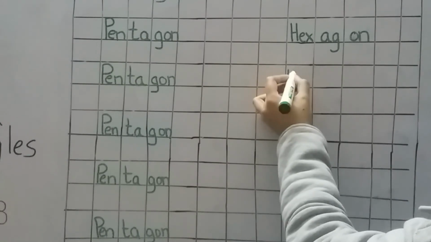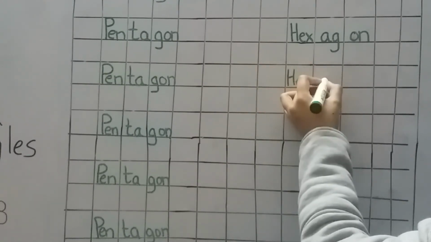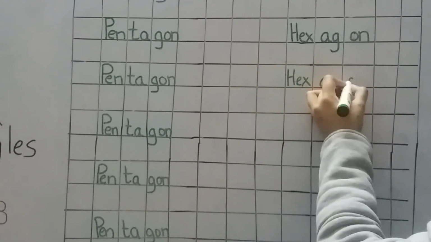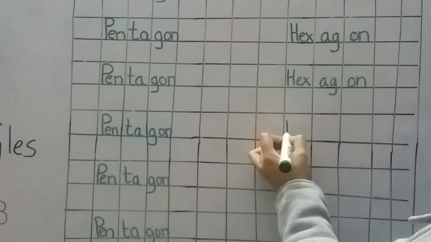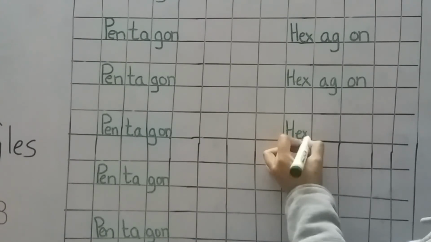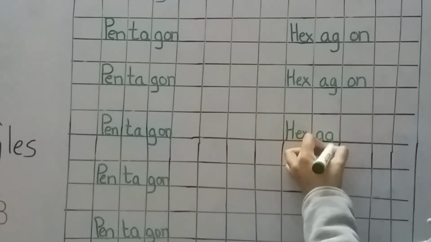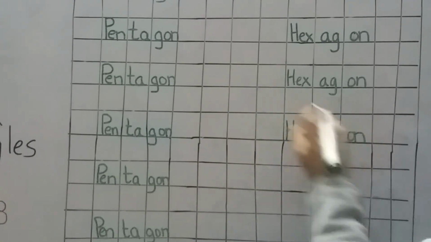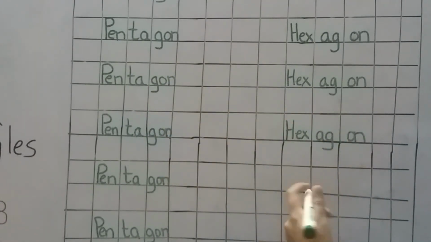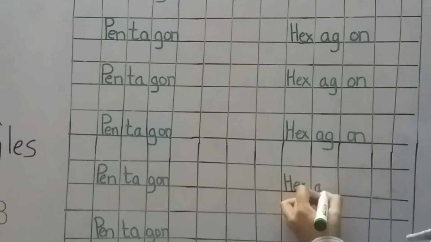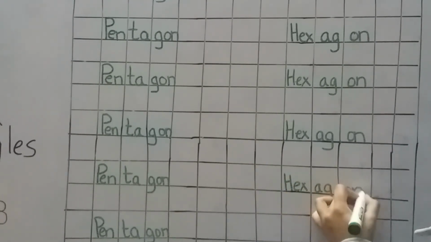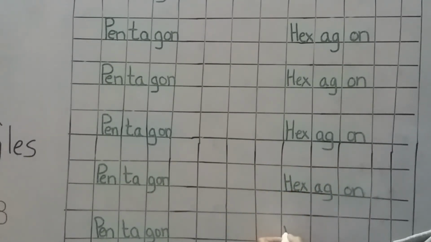Hexagon. H, E, X, hex. A, G, O, N, on. Hexagon, again. H, E, X, hex. A, G, O, N, on. You see, it's going in the same sequence. Your work should be in sequence. H, E, X, A, G, O, N. Hexagon.